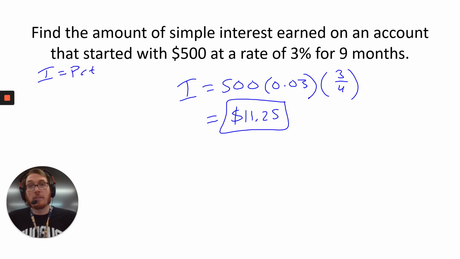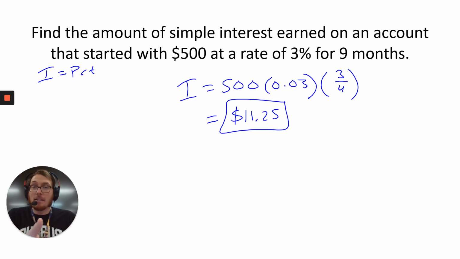Next question, amount of simple interest. I'm looking for I, earned in an account with $500. Okay, so 500 is your principal. Rate of 3%, 0.03, for 9 months. Now, if you had to think about what students mess up, or why Mr. Rendell would put this question here, the 9 months is the issue.